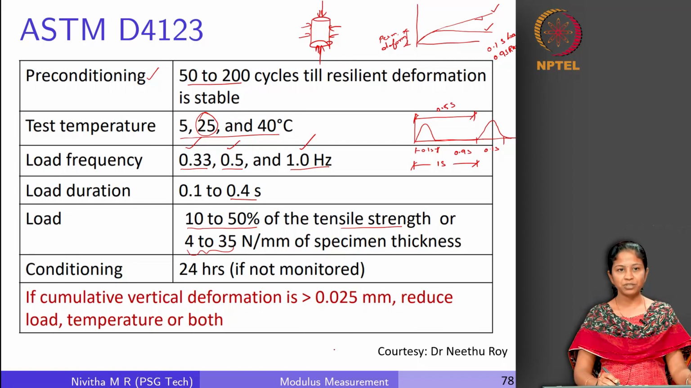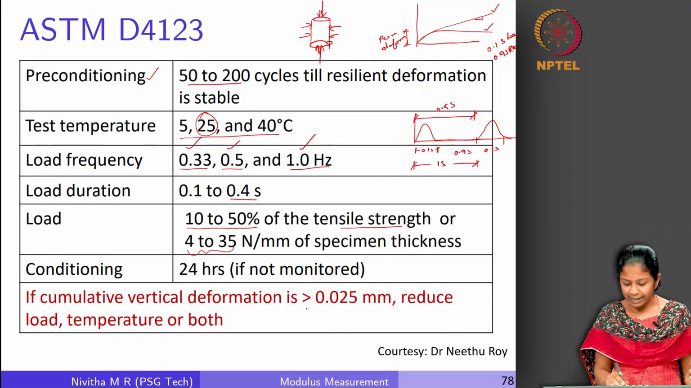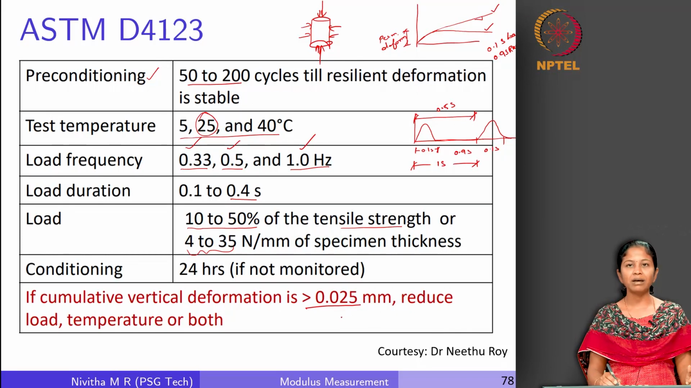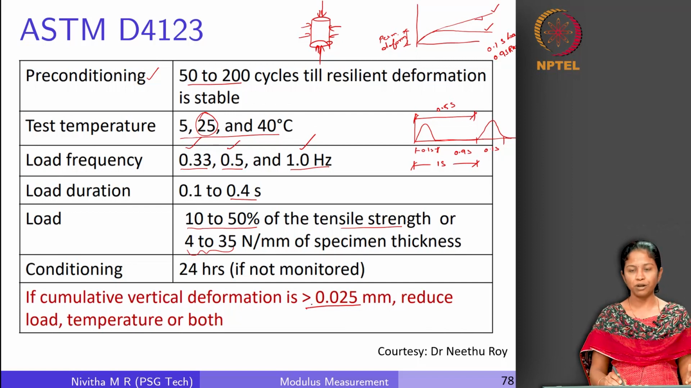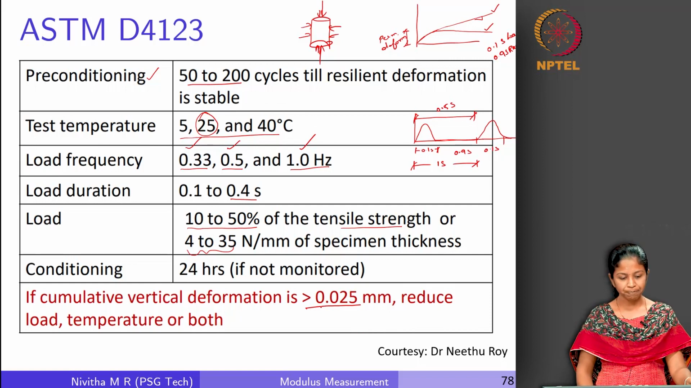Also, in this particular test procedure, we should note that if the cumulative vertical deformation, right, if the total vertical deformation at any point as the test progresses is greater than 0.025 mm. Previously, if you remember, we have seen that in the granular materials, at any point if it reaches 5%, we stop the test, even if it is in between any kind of a loading sequence, right. So, the same thing here, except that it is specified for a vertical deformation of 0.025 mm. So, in that case, we stop the test, we reduce the load or the temperature or both of these parameters and then do the test again, right. So, these are the requirements as per ASTM D4123.